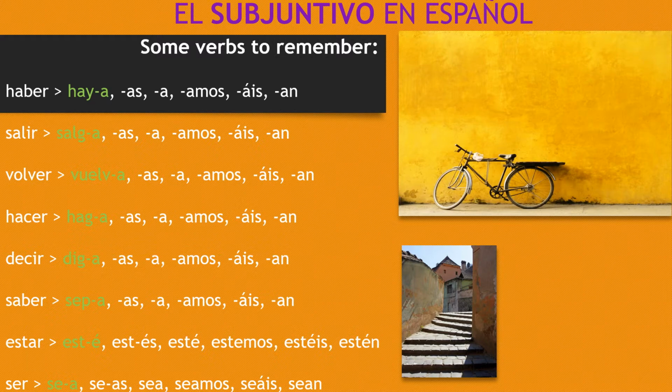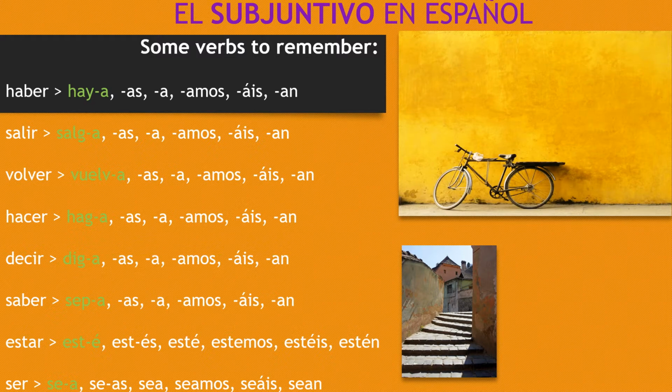Salir, to go out. Salg, that's going to be your stem, same as in the present tense, salgo, I go out. Here you change the ending, remember? It is an IR verb, so it's an A. And then the same endings as for haber, ER verb. Volver, same, vuelv, that's your stem, because vuelvo in the present tense, same endings. Hacer, to do, same, notice, it keeps the stem from the present tense first person singular. Hago, I do. Here's haga with that ending A.